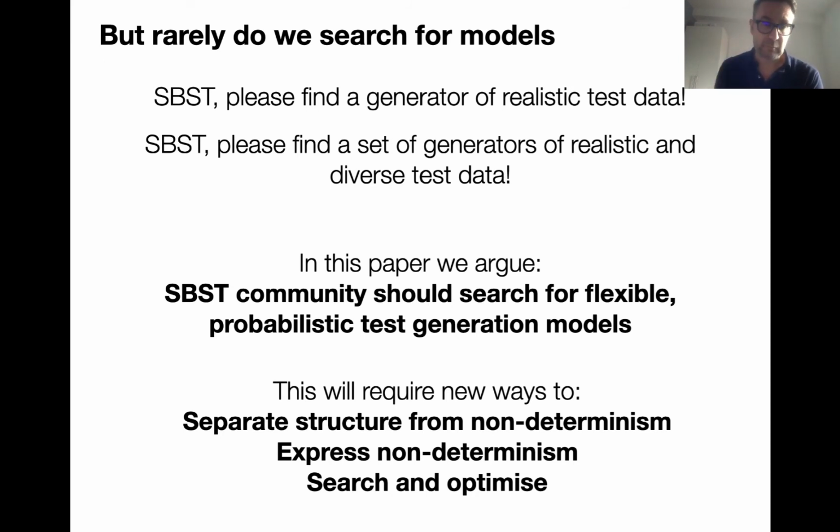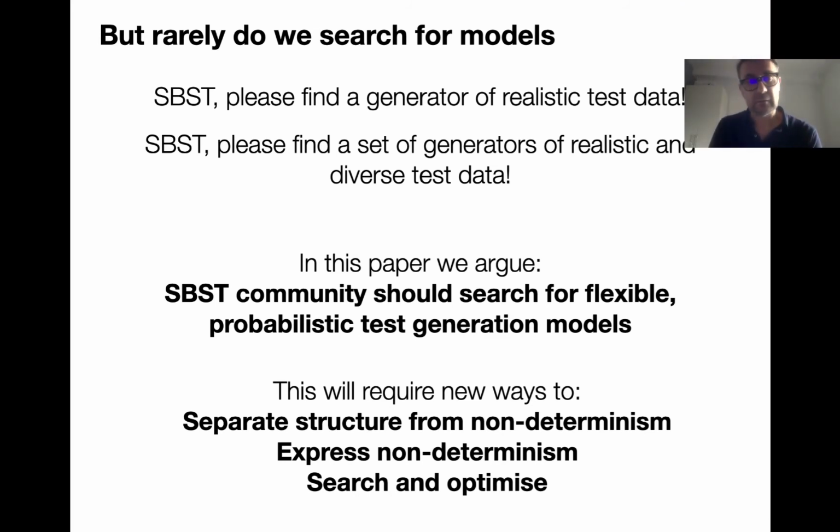We also need probably new ways of expressing the non-determinism, the randomness, the sort of probabilistic choices in there. And then probably, since we change the separation and we change what it is we're going to look for, we might need new ways of searching and optimizing in our field.